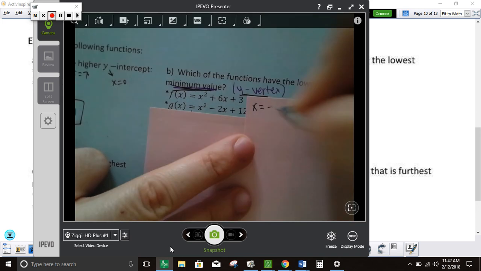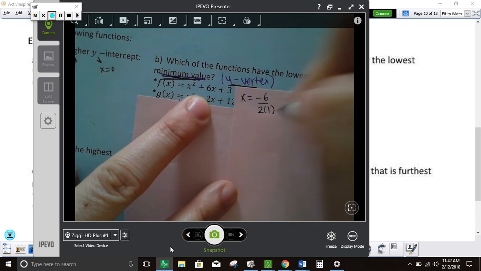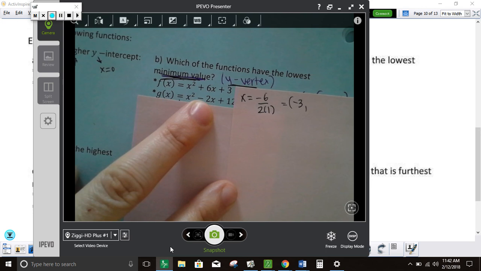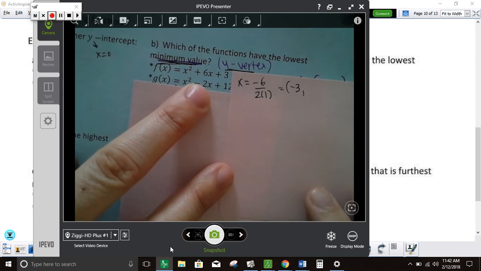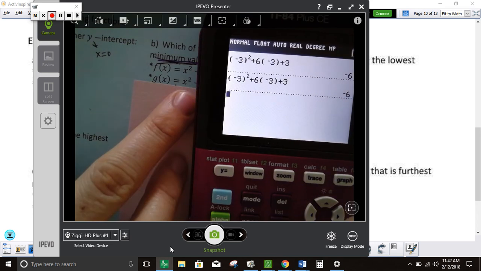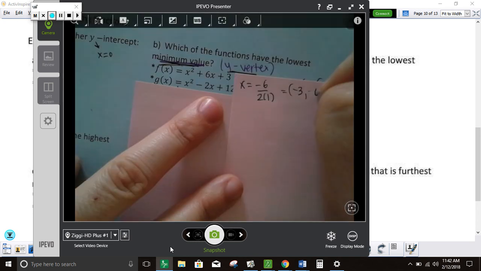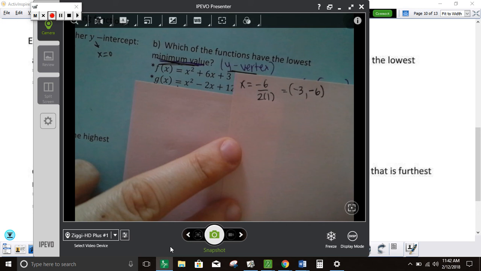X equals negative b, which in this case would be negative 6, over 2a. But I don't care about the x part of my vertex, I care about the y part of my vertex, right? So how do I find the y part of my vertex? So -3 squared plus 6 times -3 plus 3. I get -6. So there's my vertex for the F graph.